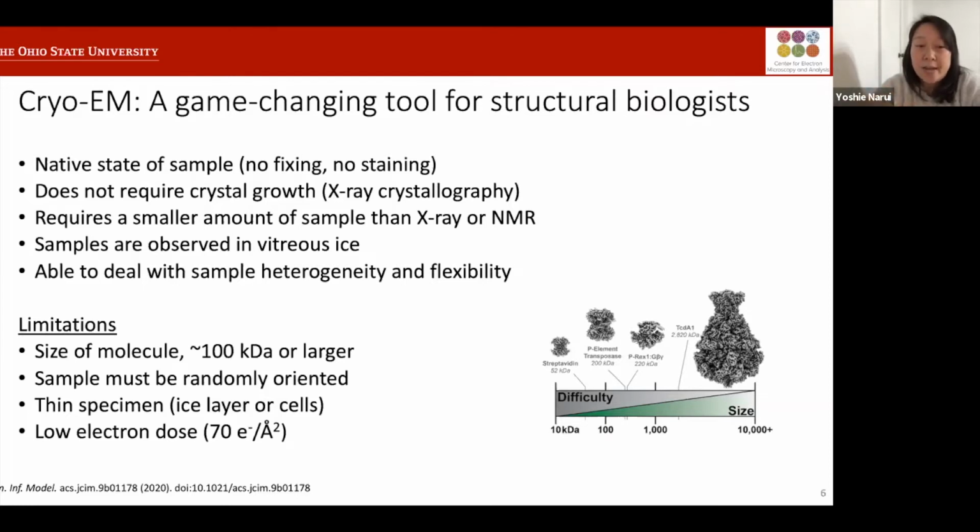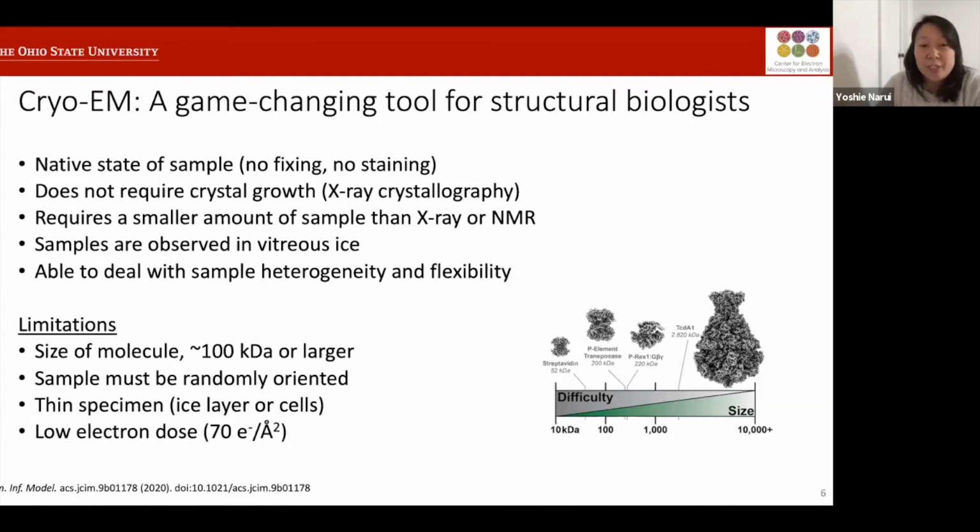That being said, every tool has its limitations. For cryo-EM, most of that is related to the size of the molecule. If you look at this chart, you can see that once you go below 100 kilodaltons, the difficulty of determining the structure becomes much higher. Whereas if the sample is much larger, there are fewer issues solving the structure.